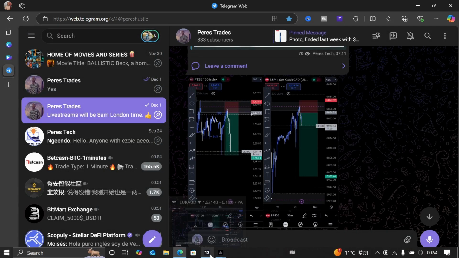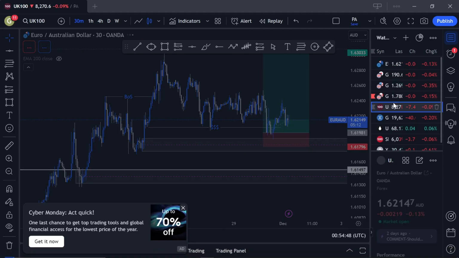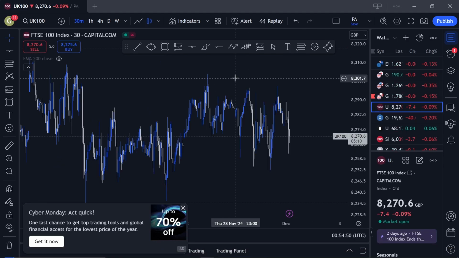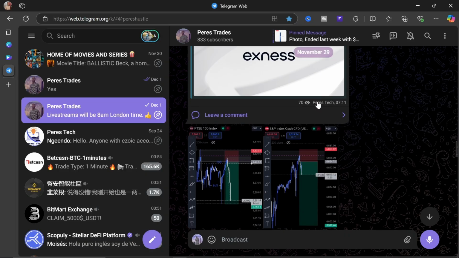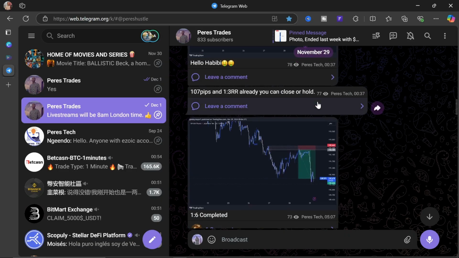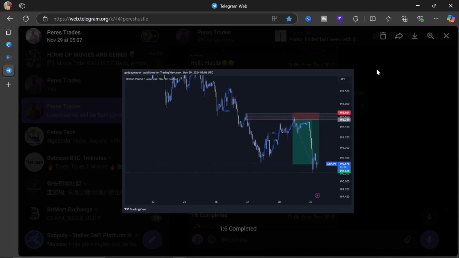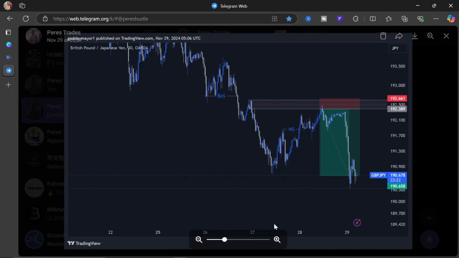Now let me go to UK 100 to see if I still have the setup marked in there, because I usually clear my setup after documenting them. Okay, so it's no more here. So next up, let me take a look at another setup. So here was our UK 100, our GBP JPY as well.